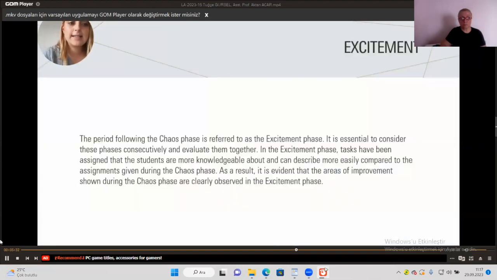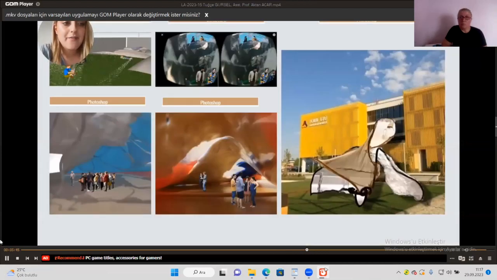The period following the chaos phase is referred to as the excitement phase. This stage is designated as excitement to represent the collective confidence, enthusiasm, and eagerness to create that the students are experiencing during this phase. This example highlights the students' proficiency in utilizing various programs effectively, pursuing work from a human scale, and representing ideas through drawings. Students effectively use various programs to express ideas, pursuing work at a human scale through drawings. They explore visual reality for better comprehension.